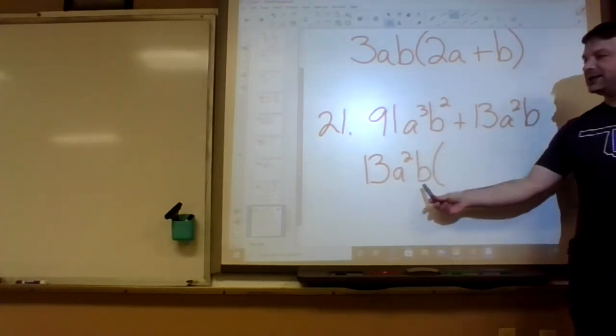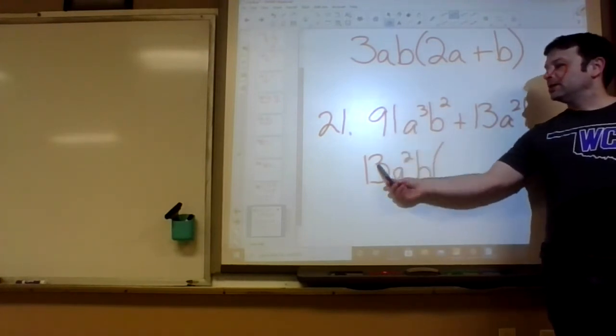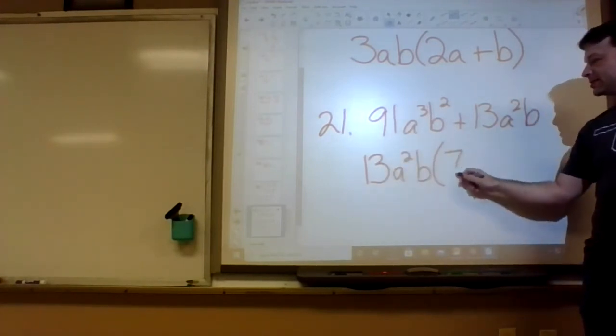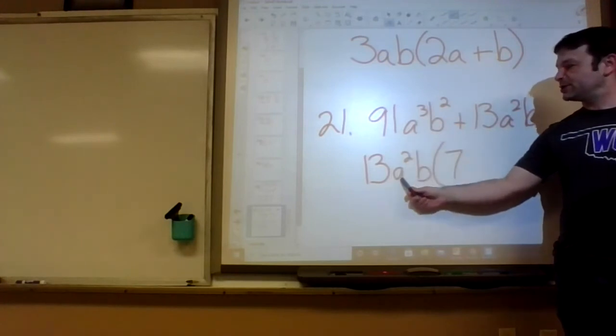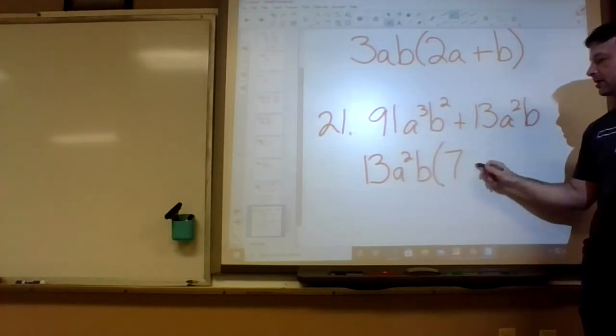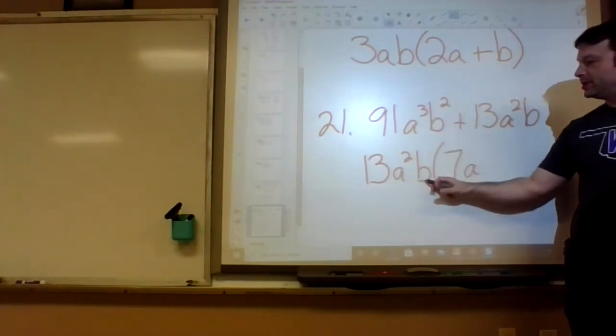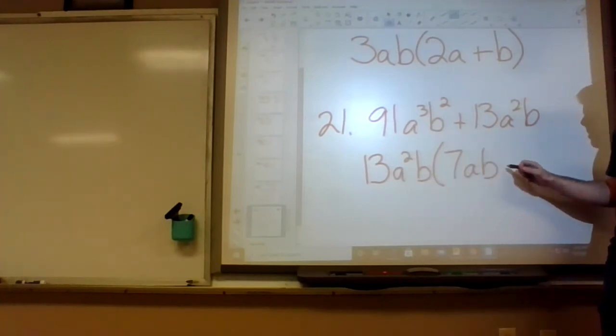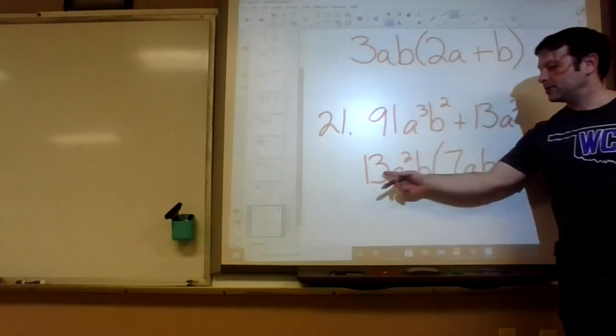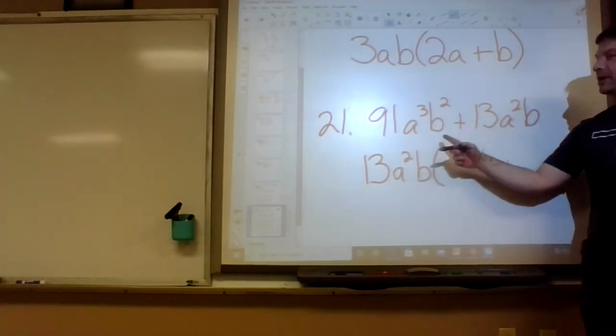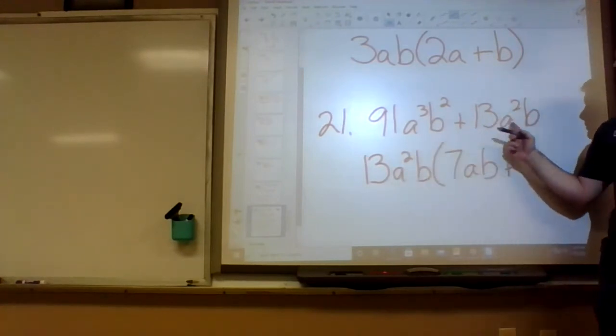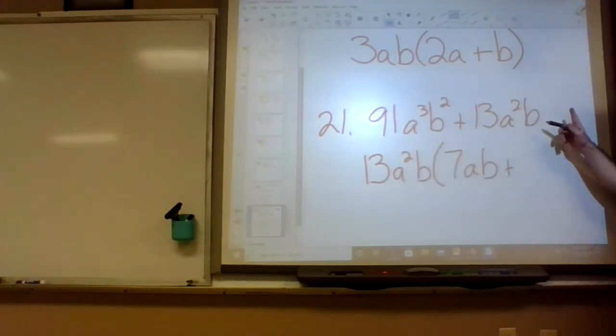What's left after I divide it out? 7AB, since 91 divided by 13 was 7. A cubed divided by A squared is A. B squared divided by B is B. Plus 13 divided by 13 is 1, gone. A squared divided by A squared, gone. B divided by B, gone.